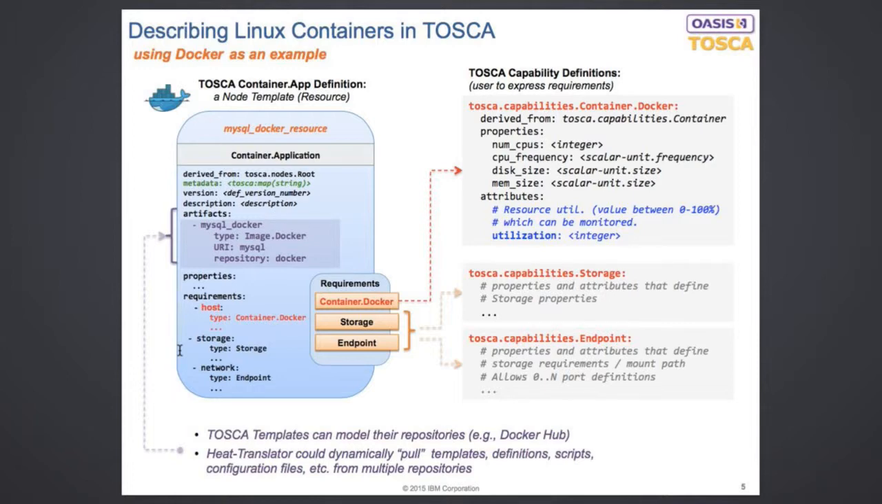But the example here is for Docker, and you can notice that the capability definitions here are a realization of a normative Tosca type, Tosca capabilities container, and you can express your specific Docker representation of that here. We've got properties for the Docker instance, CPU frequency, disk size, etc.